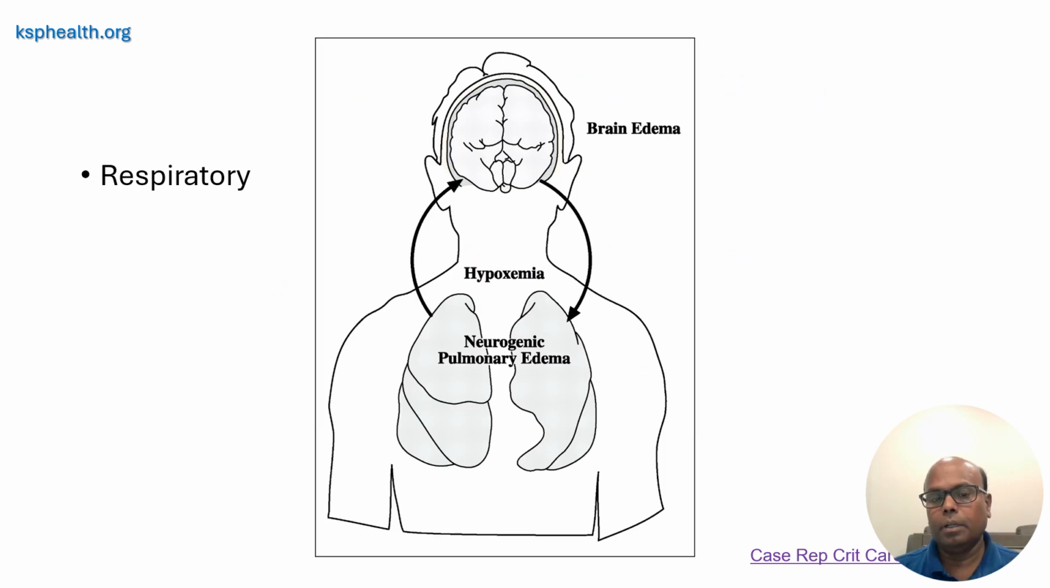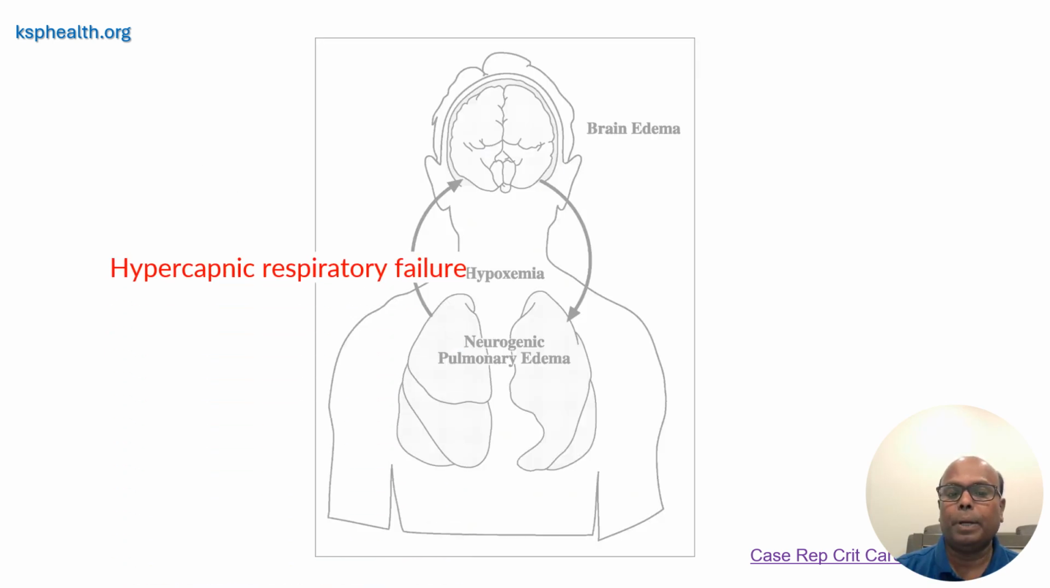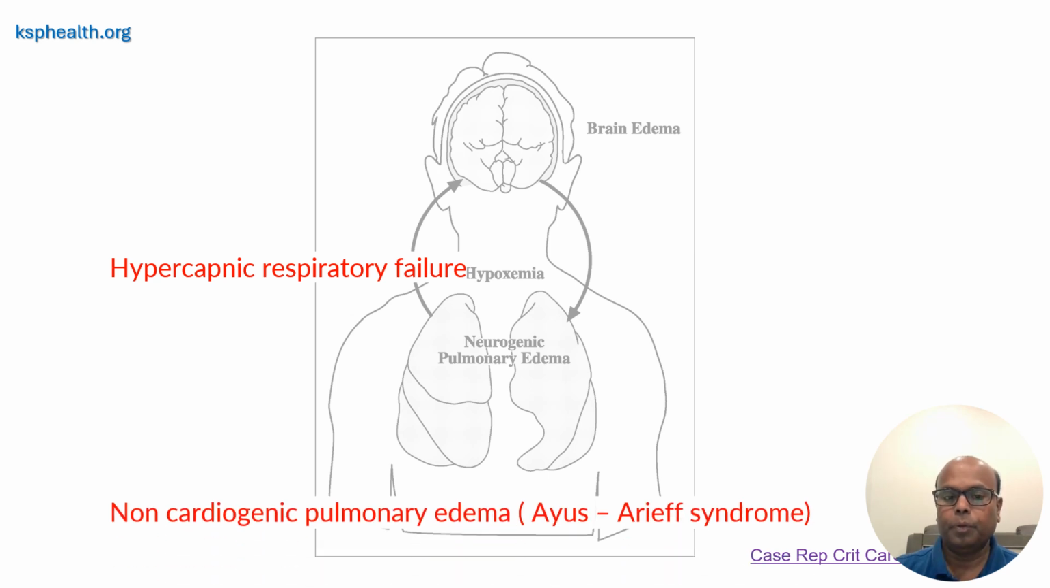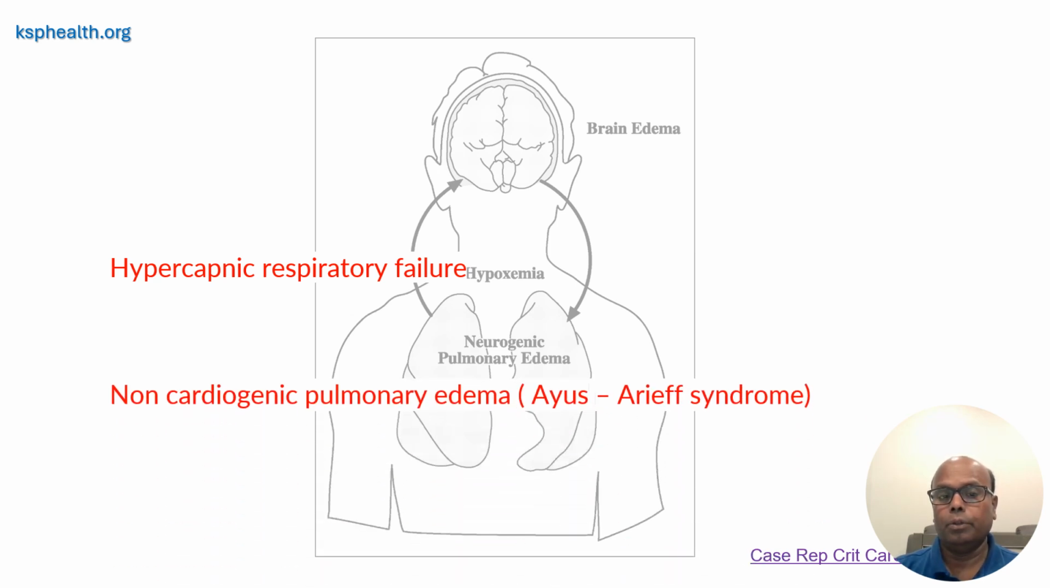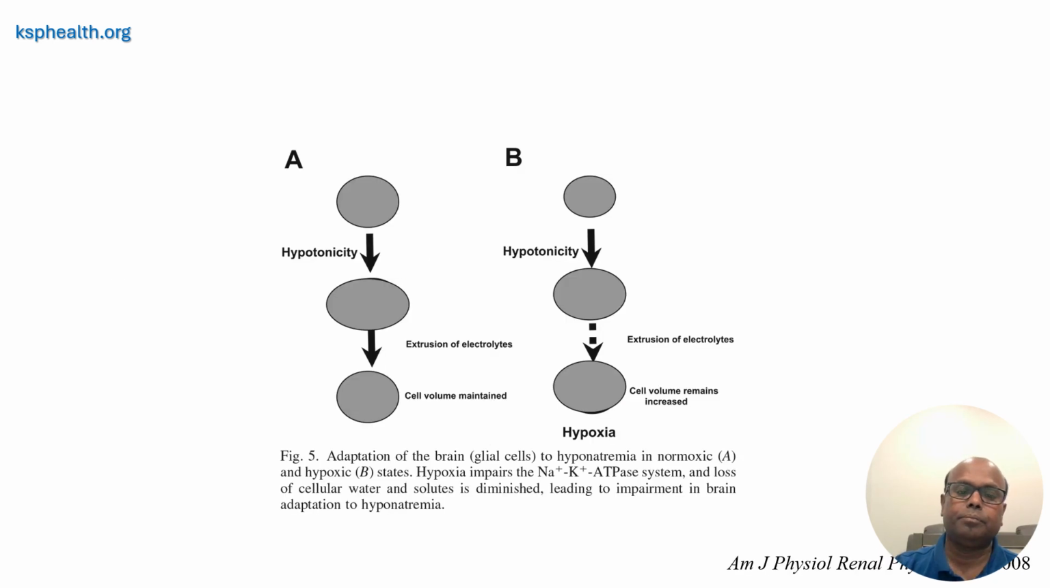The next is respiratory. Cerebral edema causes hypoxemia because of hypercapnic respiratory failure and also non-cardiogenic pulmonary edema. Respiratory arrest can cause hypoxemia, and the non-cardiogenic pulmonary edema that could happen in cerebral edema patients can also cause hypoxemia. Let's look at this picture.